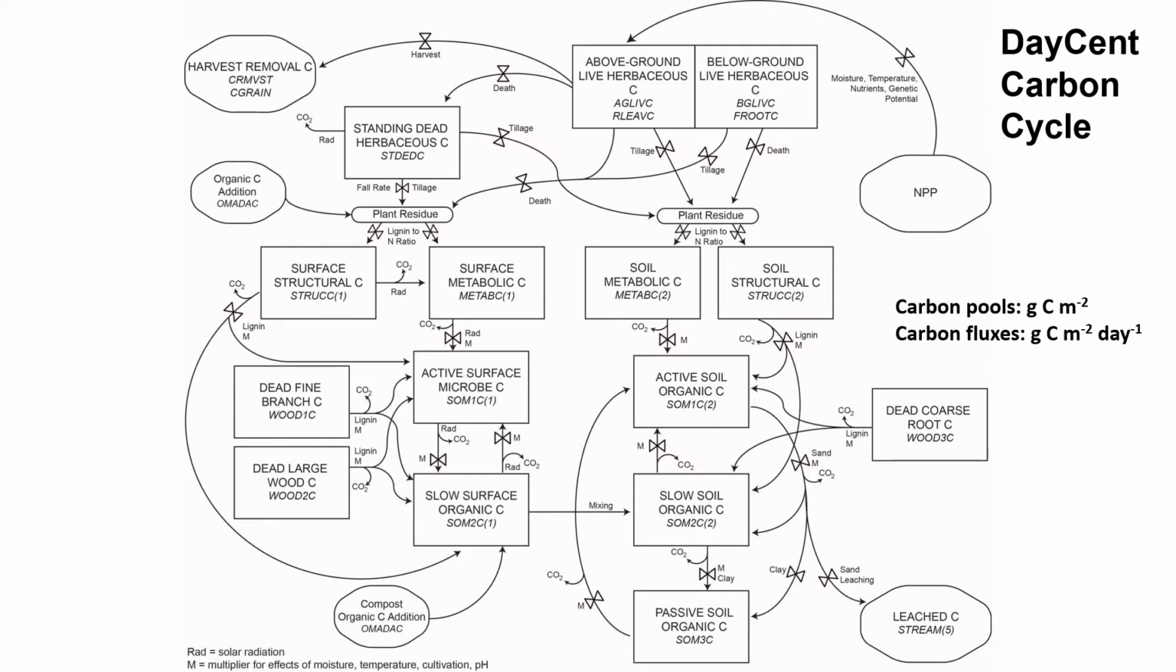In DayCent, all carbon, if it's a pool, is expressed as grams of carbon per meter squared. And if it's a flux, it would be grams of carbon per meter squared per day. So it's just carbon. Even though it technically simulates respiration, which is CO2, it's just always looking at the carbon portion of pools and fluxes.